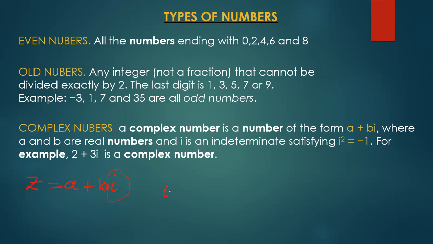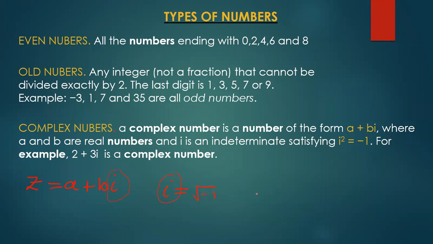i is simply the square root of -1. At high school, whenever you were asked to find the square root of -1, you said this is undefined. But in this case, wherever you find the square root of -1, we're going to put i. Once you put i, we call that number a complex number. So that number moves from a real number to a complex number.